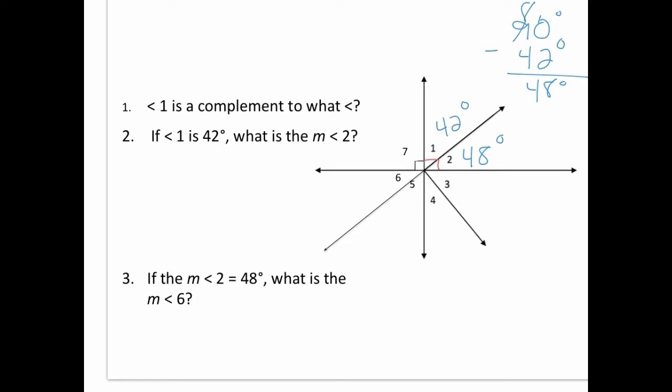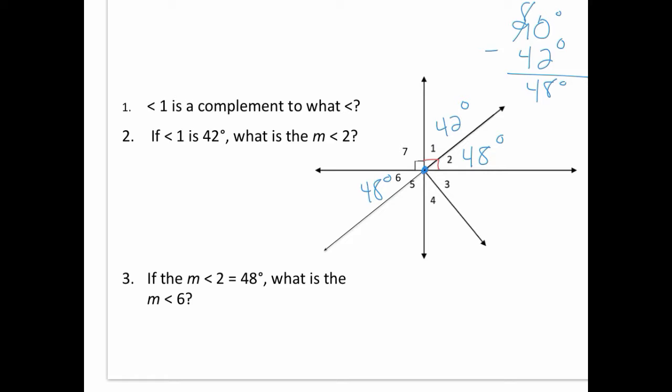Going to question 3, if the measure of angle 2 is 48 degrees, what is the measure of angle 6? Well, there's my point of intersection. Angle 6 shares a vertex with angle 2. They are directly opposite the vertex. They are vertical angles, which means they are congruent, which means angle 6 is also 48 degrees.